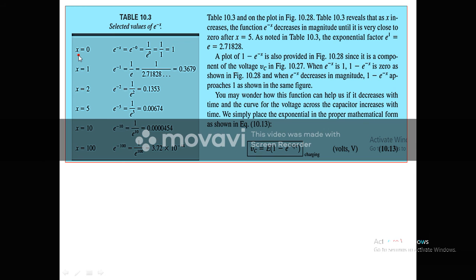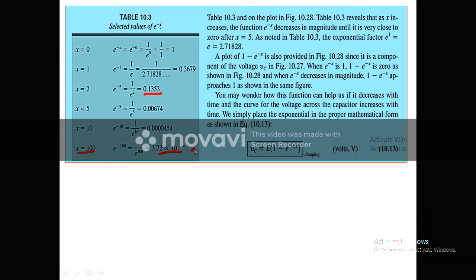You can easily find e raised to the power minus x values for different values of x. So here is a demo. Let's suppose x is equal to 0, so e raised to the power minus x will be equal to e raised to the power 0, which is equal to 1. Now you can do it by using the calculator. Putting x is equal to 1, e raised to the power minus 1, you will get this. For x is equal to 2, you will get e raised to the power minus 2. Using the calculator directly, you will get this. Similarly, for x is equal to 100, e raised to the power minus 100, we will get this using the calculator.